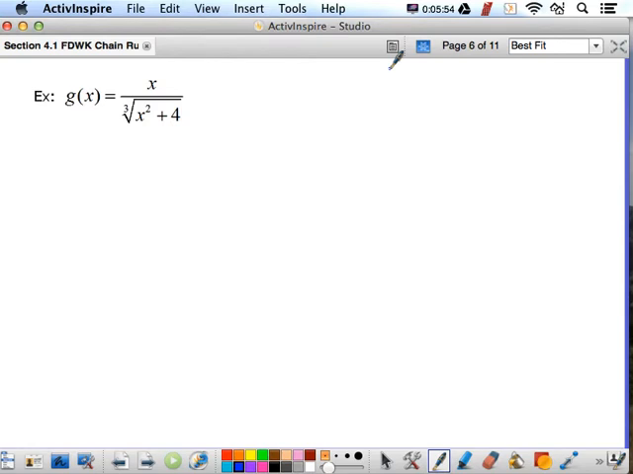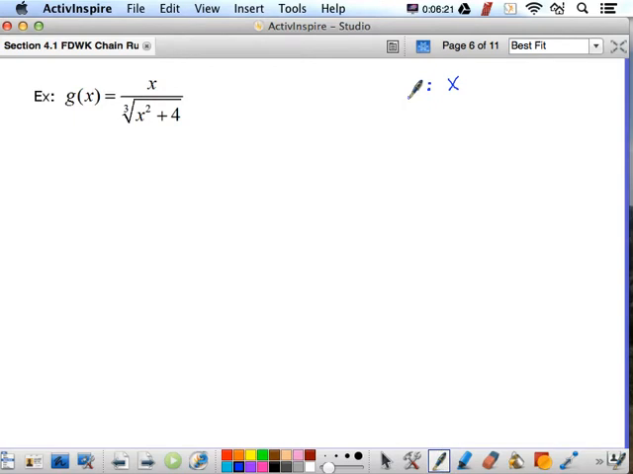For this example, we have g of x equals x over the cube root of x squared plus 4. I think we'll all agree that this is going to require the use of the quotient rule. So the best thing to do is to come out to the side and go ahead and get everything lined up that you're going to need. So what's our top function? Just plain x. And our bottom function, that's not the low function. That's the high function, right?